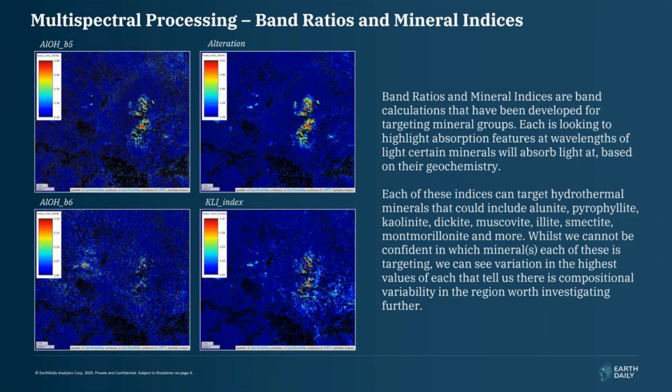Now, although they're meant to or can highlight different things, you can actually see that they are highlighting quite different areas, some more subtly different than others. I think the most distinct is between the alteration and the ALOH band 6 indices there. So we can start to see that there is compositional variability that we can pick out in this area with the multispectral data.